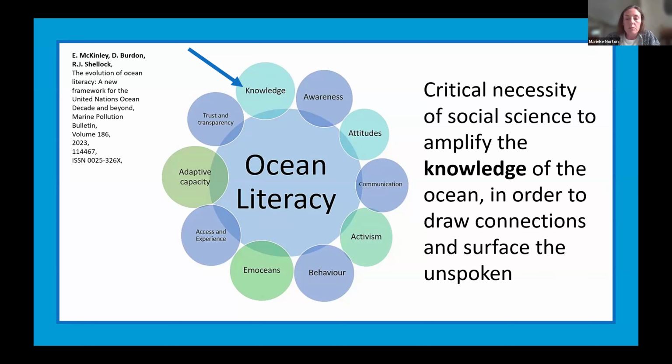I have found that for many people, the ocean is an exciting thing to hear about, and it certainly makes for a beautiful screensaver, but it is an abstract place. It is distinctly not here where we, the humans, are. Many people in the world will never see the ocean with their own eyes. Many of those will never set foot in it, and even fewer still will ever go to sea or explore the underwater. So this is where I talk about the critical necessity of social science to amplify or add to the knowledge of the ocean so that we can draw these connections and surface the unspoken.